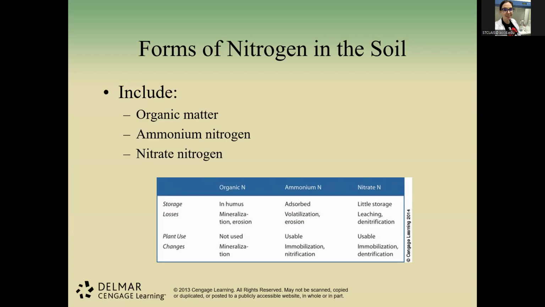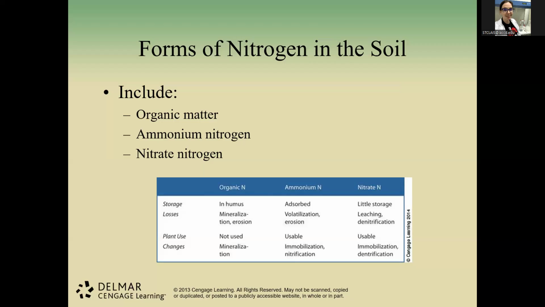So the different forms of nitrogen in the soil include organic matter, ammonium nitrogen, and nitrate nitrogen. Organic nitrogen is usually stored in the humus of the soil. That's like that exudate that the microorganisms put out, the sticky stuff. We have losses through mineralization and erosion of the organic nitrogen. The plant can't directly use organic nitrogen because it's immobilized, and the change that occurs is mineralization, where it becomes available.